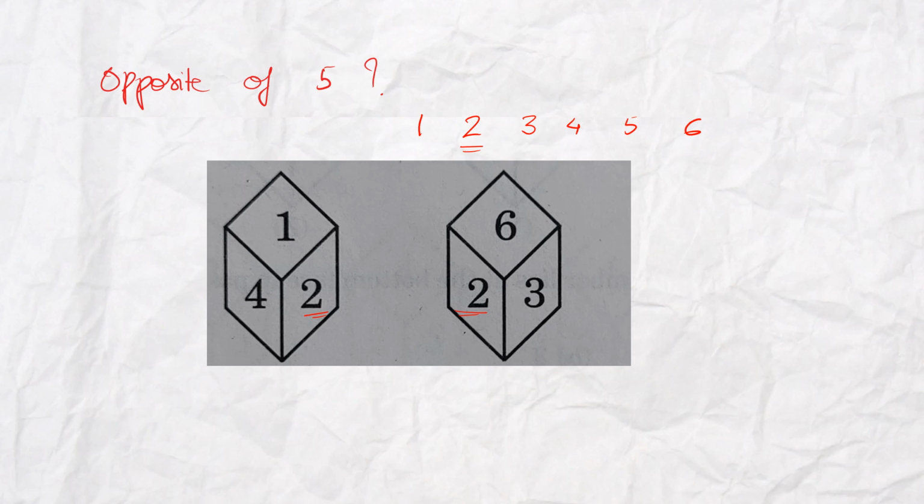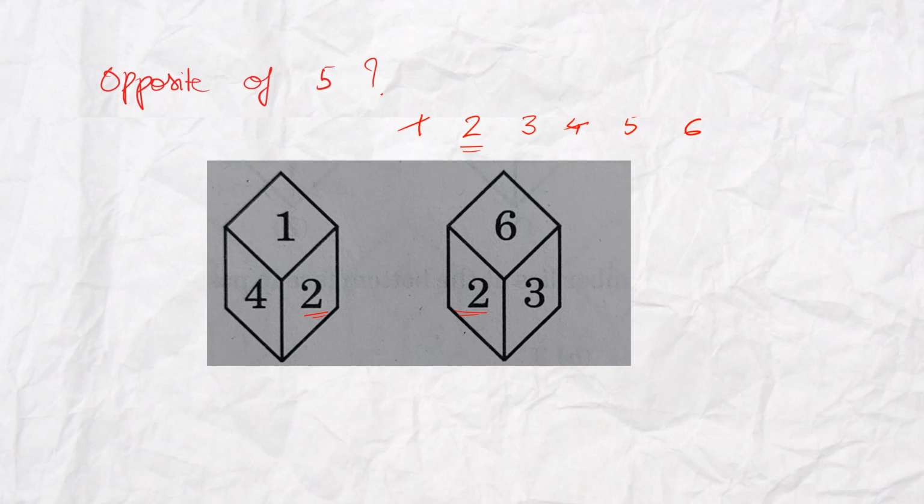Now in the first image, you can see number 1 and number 4 are present on the adjacent side. That means they are not opposite of 2. Since they are adjacent to 2, they cannot be opposite of 2. So using that simple logic, we are going to cross off this 1 and 4.